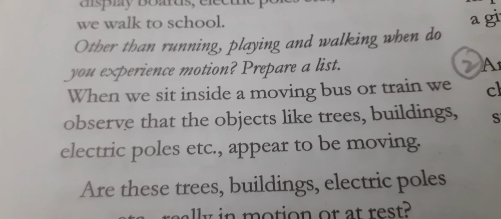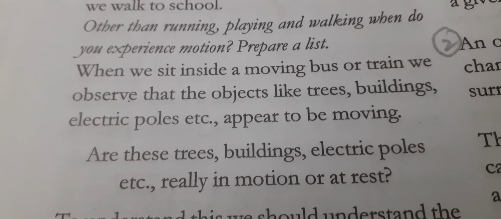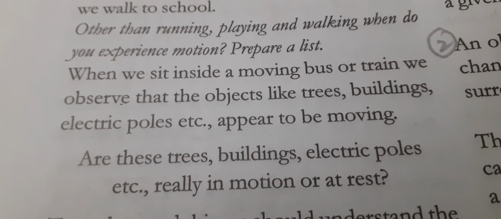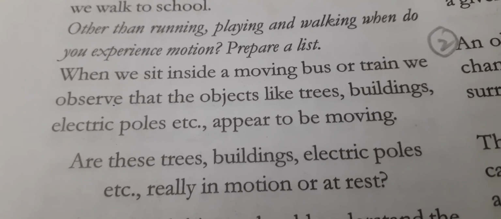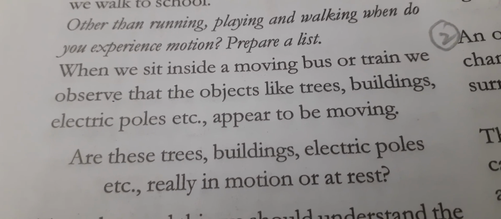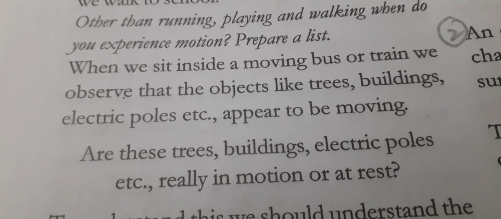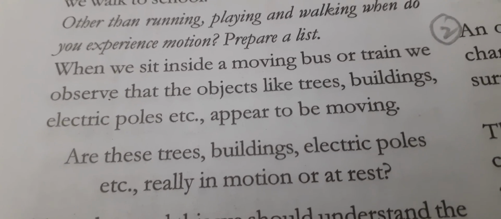When we sit inside a moving bus or train, we observe that objects like trees, buildings and electric poles appear to be moving. For example, when we are sitting inside a bus or train, we observe the outside. The objects like trees, buildings, electric poles appear to be moving. But have they moved? No, they are not moved. They are in a rest condition.